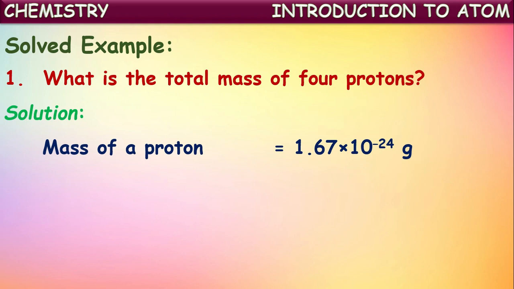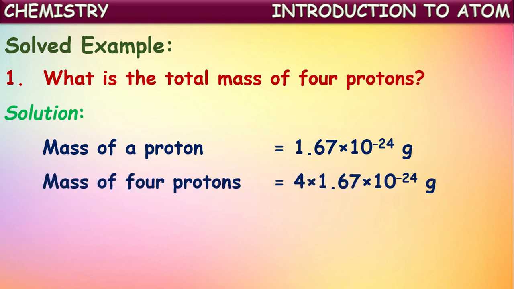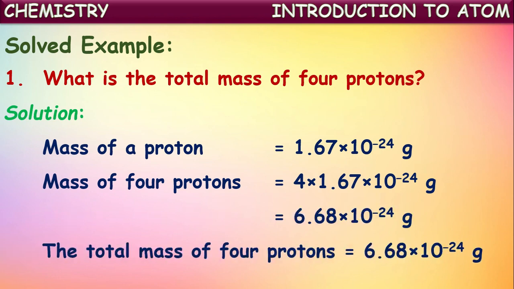Now they are asking to calculate the mass of 4 protons. So it will be equal to 4 into the mass of a proton. We get it as 6.68 into 10 to the power of minus 24 grams. This is the mass of 4 protons.